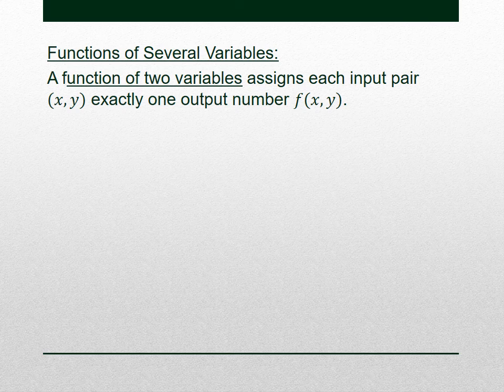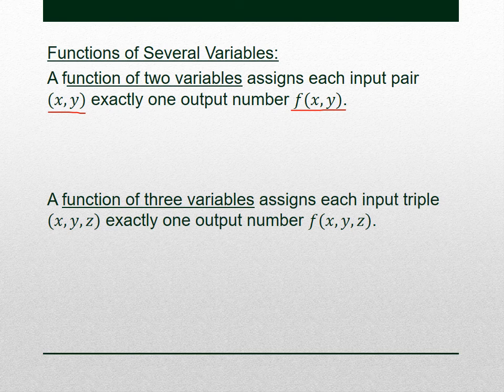To define that explicitly, a function of two variables assigns each input pair, right? Here we have a pair x comma y. That's the input. Both of those have to come together. And it's going to assign a number, exactly one of them, and we call that f of x, y. So that would be the function f. It's a function of two variables. It inputs a pair x and y, and outputs a number in terms of whatever those x and y's were.